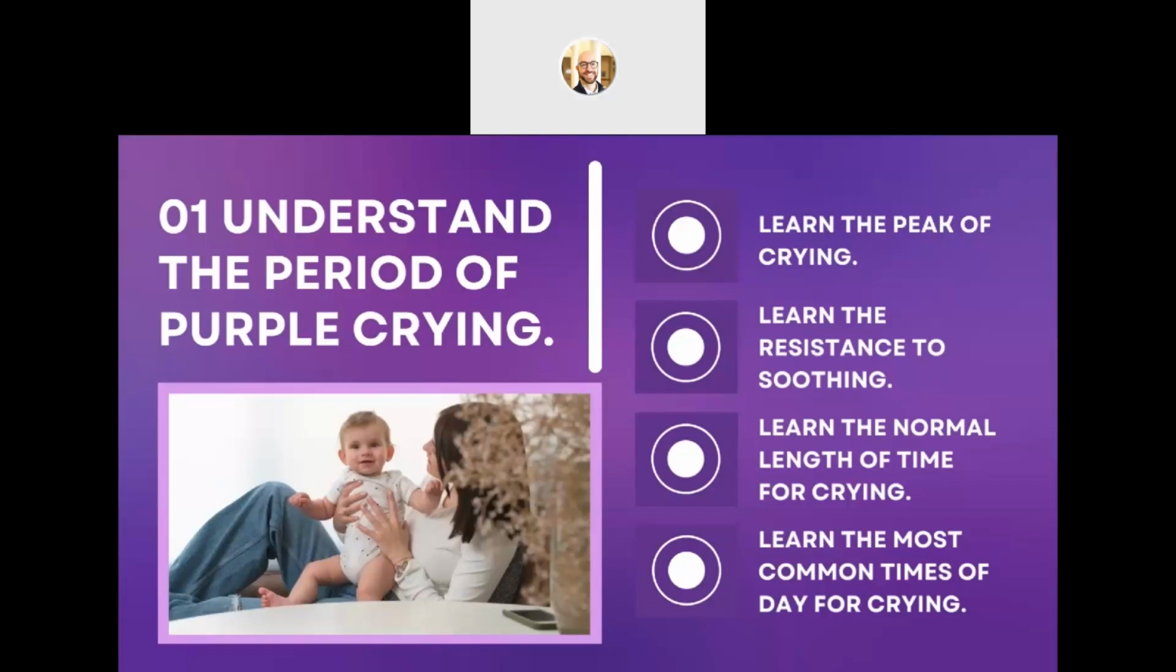So that's that period of purple crying, right? The age range, but about how long are we talking? So we're going to have those conversations with this new mom, especially. And then we're going to learn the most common times of the day for crying. That's what the program's really going to take them through.